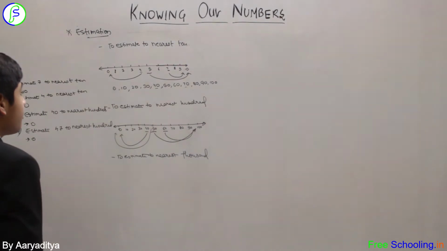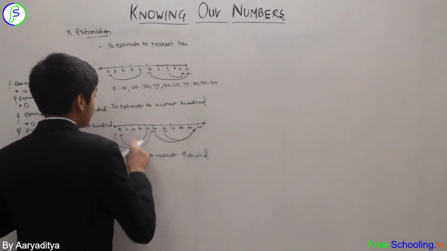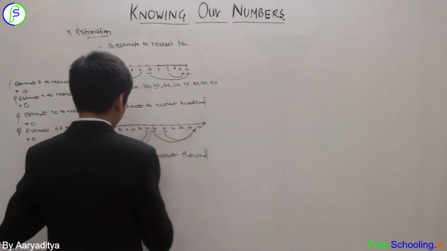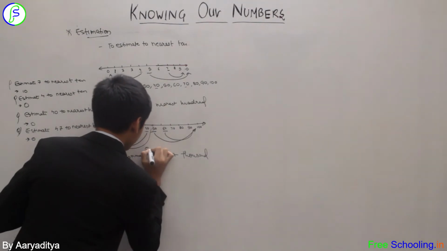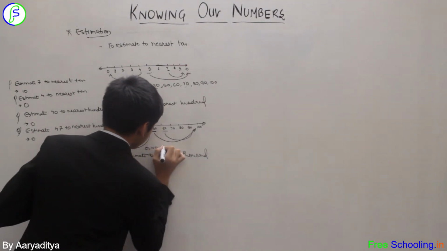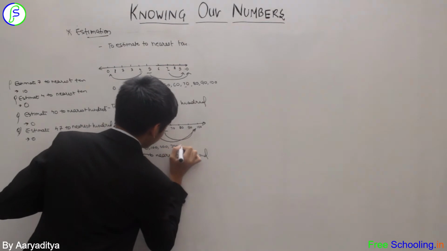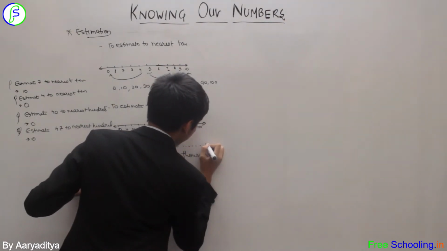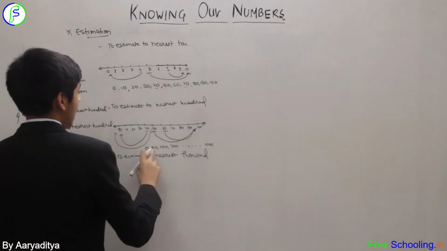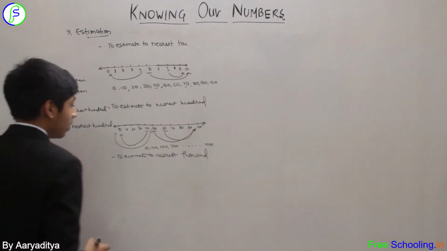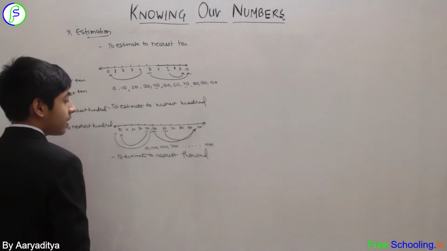How do we do this one? Very easy. First, let me tell you what will be the outcomes. You can write them as 0, 100, 200, 300, going on till 1000 in the same pattern, adding 100 to each number. So, how to deal with the estimate to the nearest 1000?